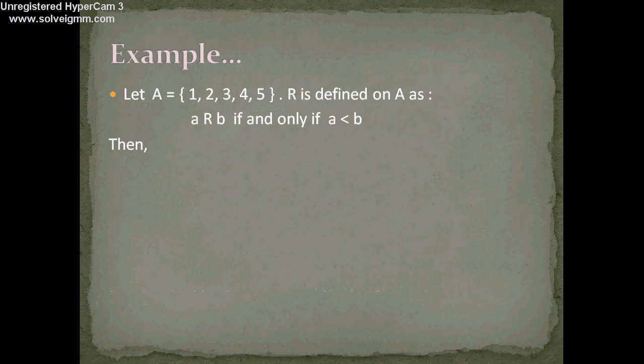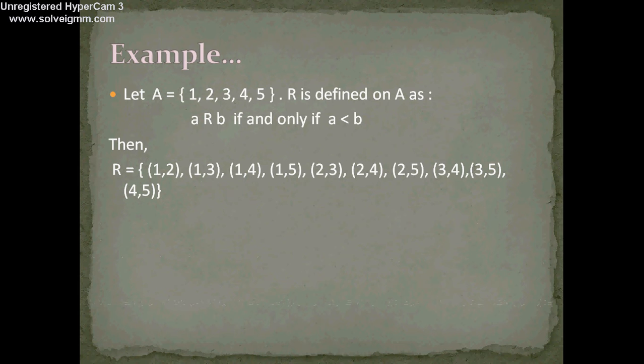Next we see one short example. Let A be a set consisting of 5 elements 1, 2, 3, 4, 5 and R is defined on A as a is related to b if and only if a is less than b. So this is the relation defined, and according to it we have these many ordered pairs. Now what is the domain of R? The set of first elements, that is 1, 2, 3 and 4. The range of R is the set of second elements, that is 2, 3, 4, 5. So in this way you can find the domain and range of a relation.